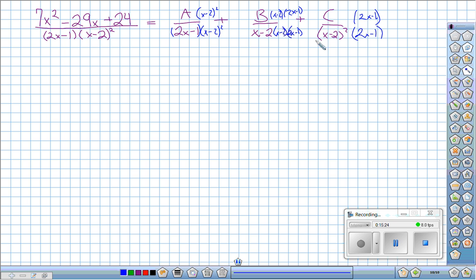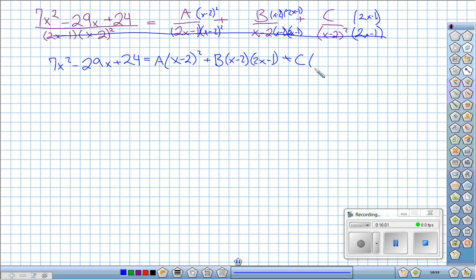Okay, so what that's going to amount to is, now that I have common denominators all the way across, I can ignore them and just focus on the top. So I have 7x squared minus 29x plus 24. And then I'm going to write out all my other terms a little bit nicer. I'll have a times x minus 2 squared plus b times x minus 2, 2x minus 1, plus c times 2x minus 1.